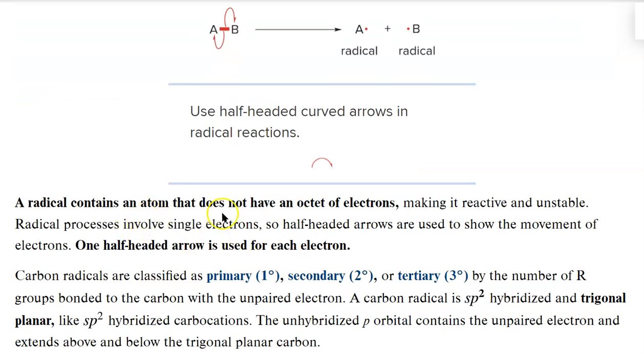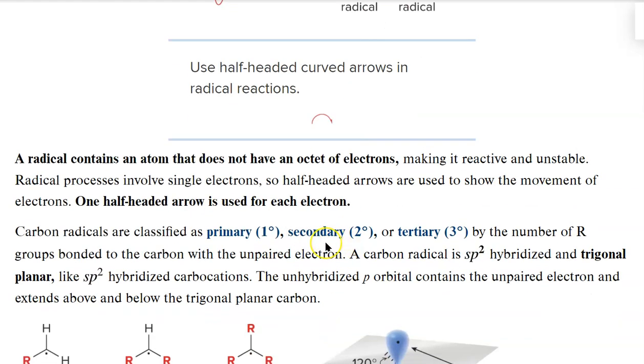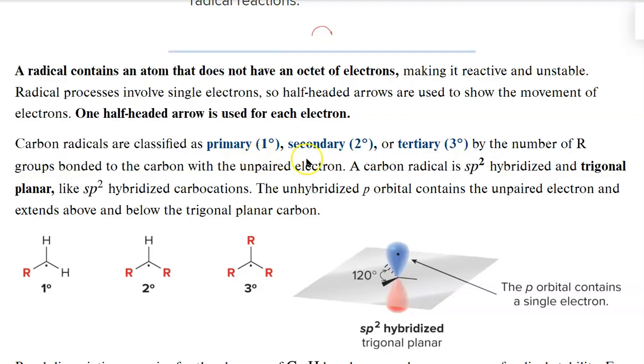So a radical contains an atom that does not have an octet, making it reactive and unstable. Radical processes involve single electrons, so the half-headed arrows are used to show the movement of the electrons. One half-headed arrow is used for each electron. You can classify carbon radicals as primary, secondary, or tertiary by the number of R groups bonded to the carbon that has the unpaired electron.